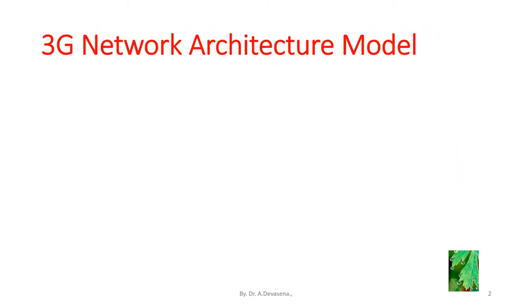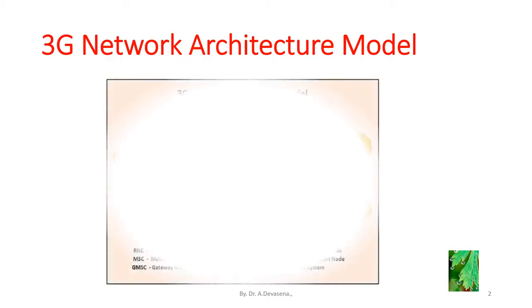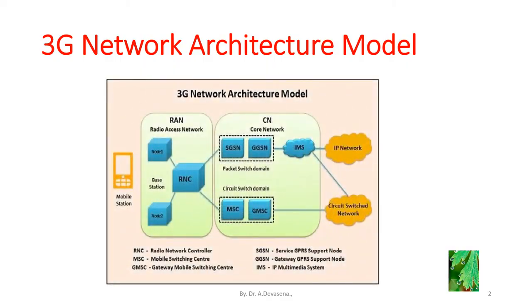The 3G network architecture model is shown below. In this model, we have a mobile station, radio access network, and core network. In the radio access network, we have Node B1, Node B2. That is, nodes are considered to be the user equipment. And we will be having an RNC, that is radio network controller.